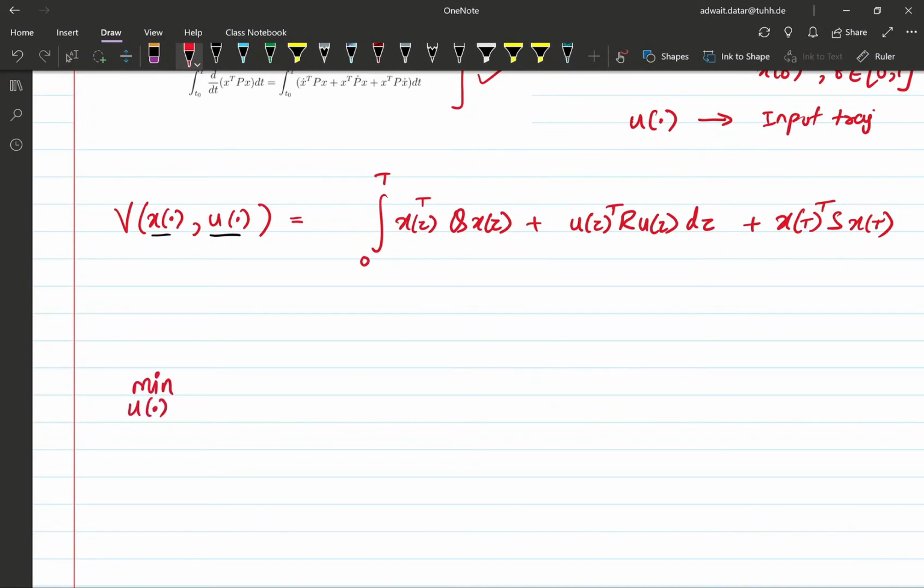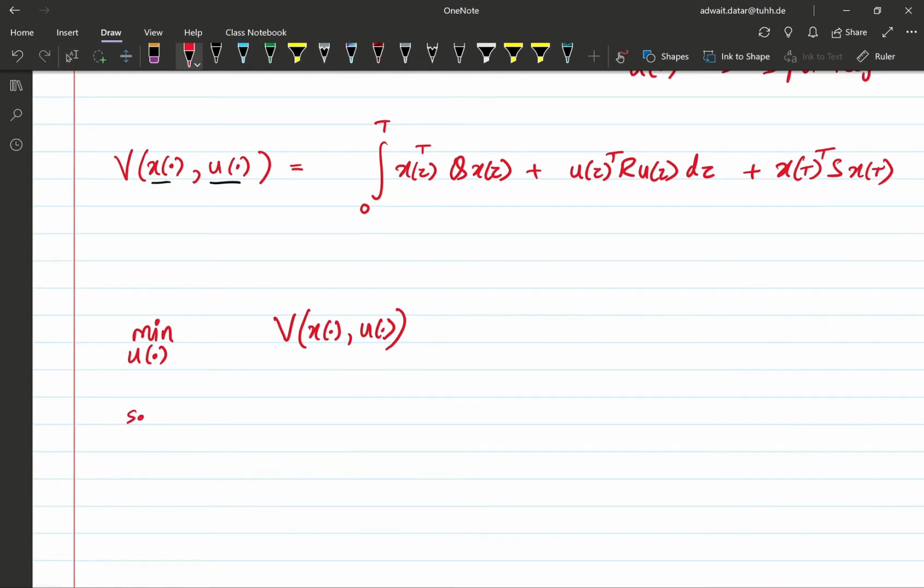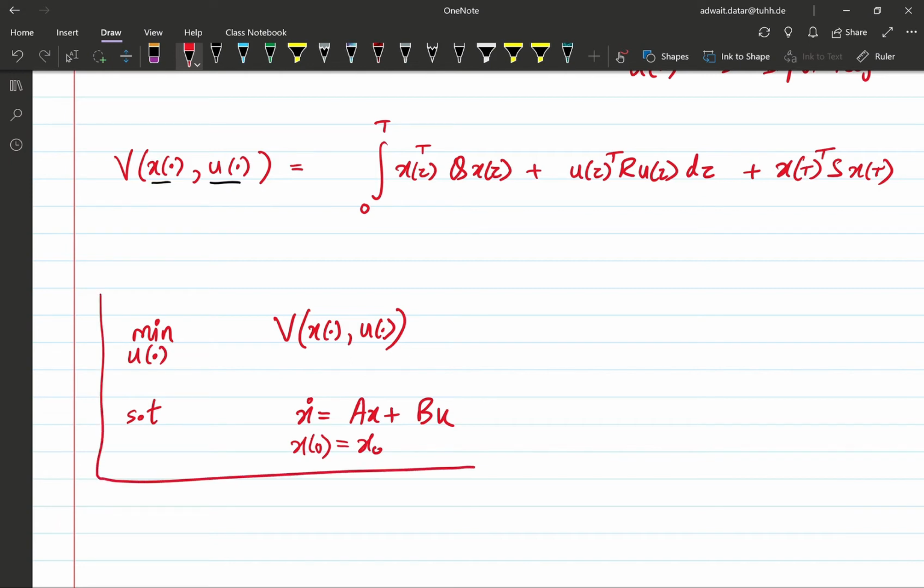So search over all possible input trajectories and minimize this cost subject to these constraints. So that's the LQR problem.